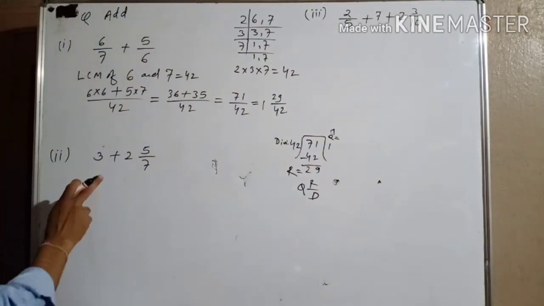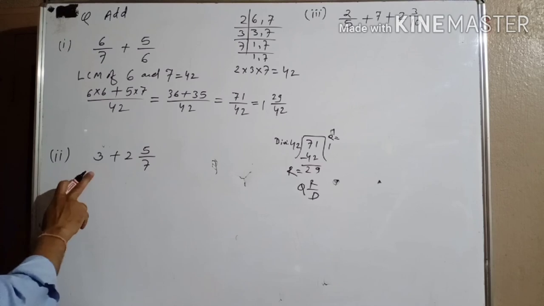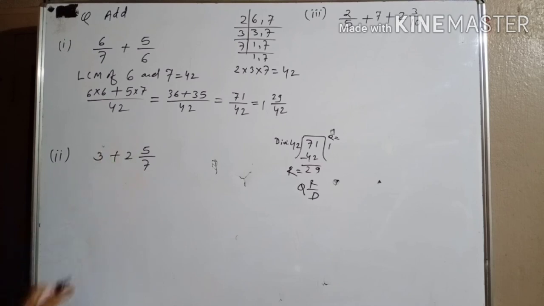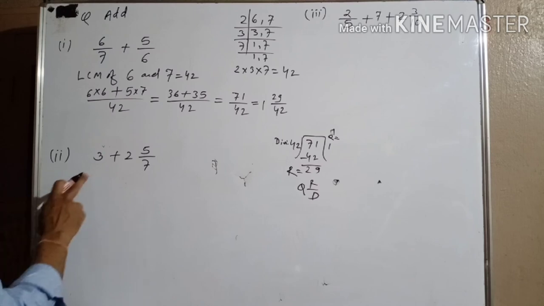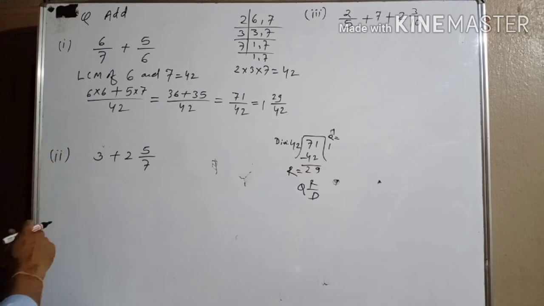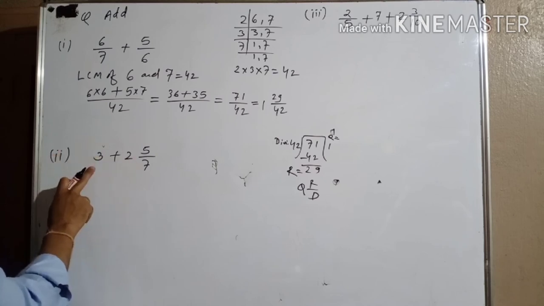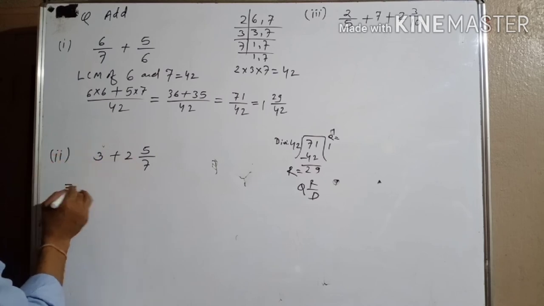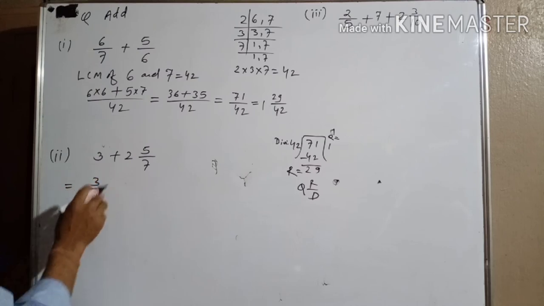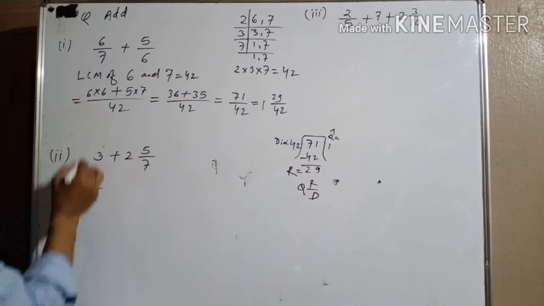Now next. 3 plus 2 whole 5 upon 7. In this case, we want to add these two numbers. So how will you add? It is also very simple. 3 is not having a denominator, so we can make it a denominator. How can you make it a denominator? And this is the mixed fraction. So first we change this mixed fraction, and then we write its denominator. If I write its denominator, it becomes 3 upon 1. Plus, here also we can put an equal to sign. Plus will come as it is.